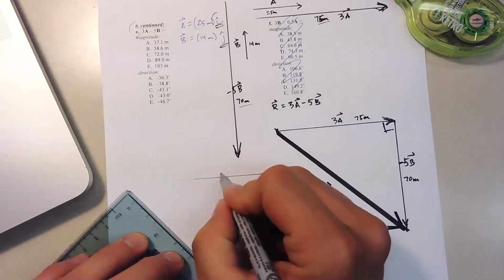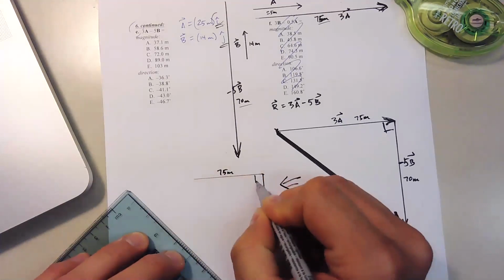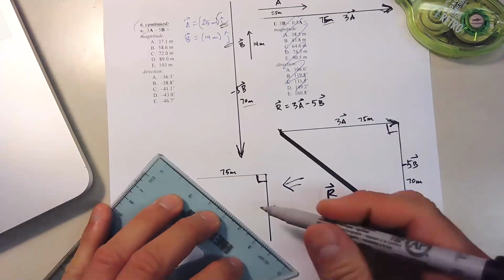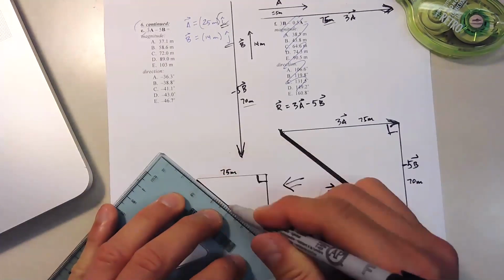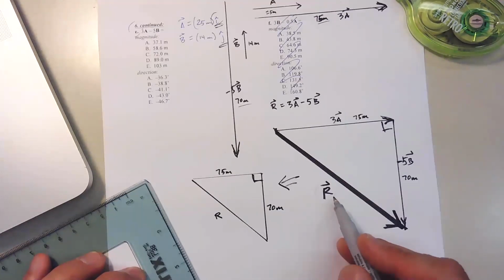I'm going to say, okay, this side here is the 3A side. We know that its length is 75 meters. That side is 70 meters. We know this is a right angle exactly. I'm going to call this unknown side here length r, which is the magnitude of our vector r.